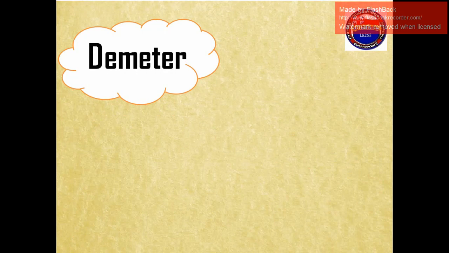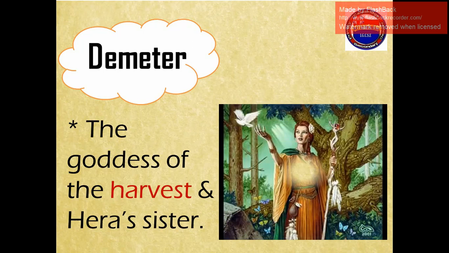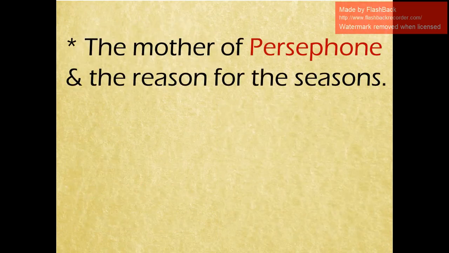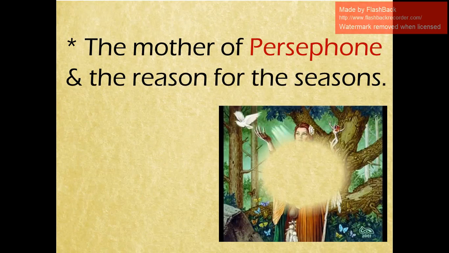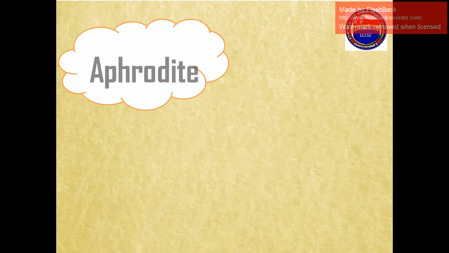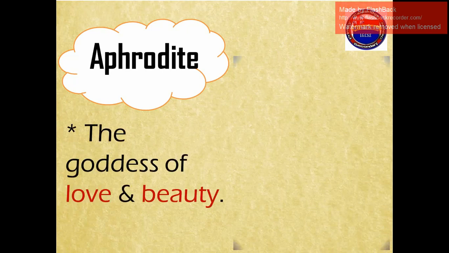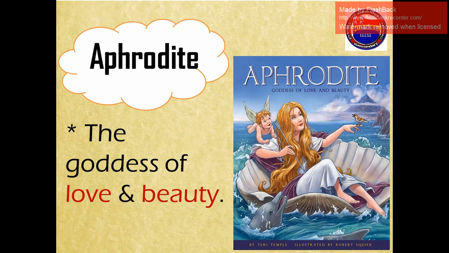Demeter. Demeter is another main goddess in Greek mythology. Demeter was the goddess of the harvest and Hera's sister. Demeter was also the mother of Persephone and the reason for the 4 seasons. Another goddess is Aphrodite. Aphrodite was the goddess of love and beauty.